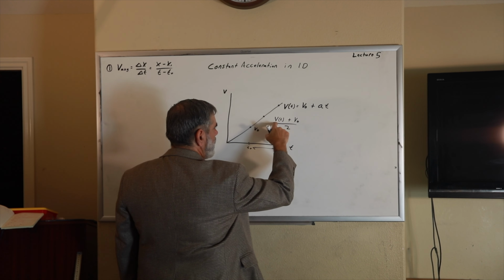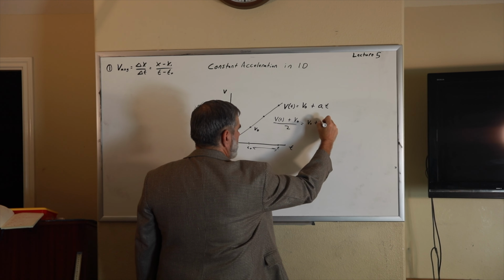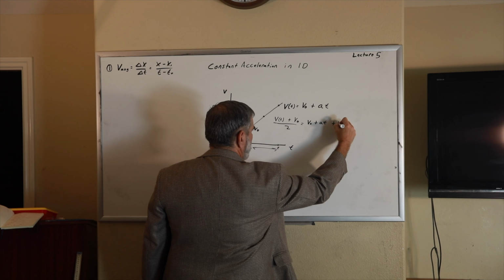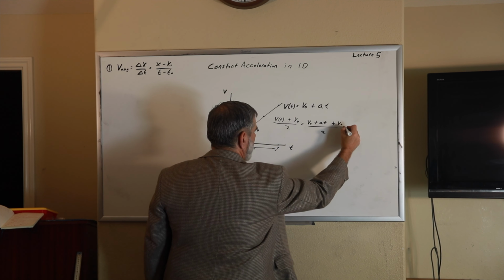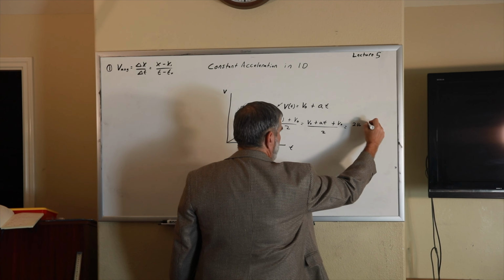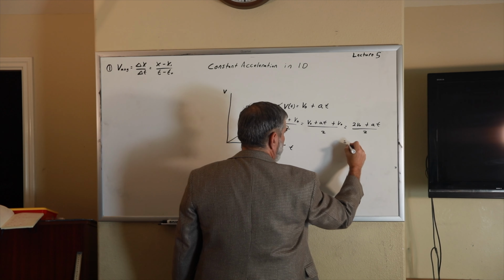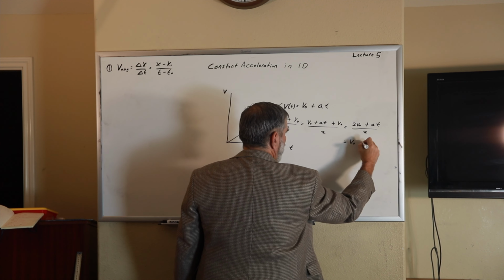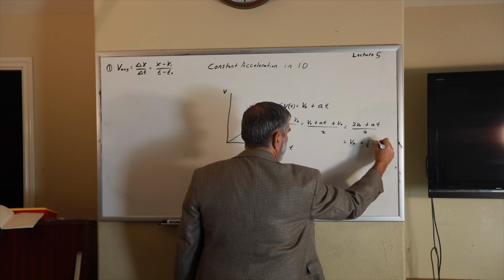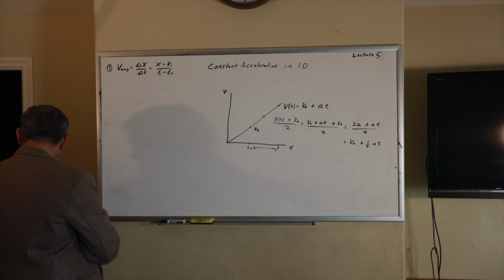And so what do I get? I plug in for v of t, which is v naught plus at, plus v naught, divided by 2. And just a little bit of algebra, we'll get that this is 2v naught plus at divided by 2, which is going to be equal to v naught plus 1/2 at. Now I'm going to use that.